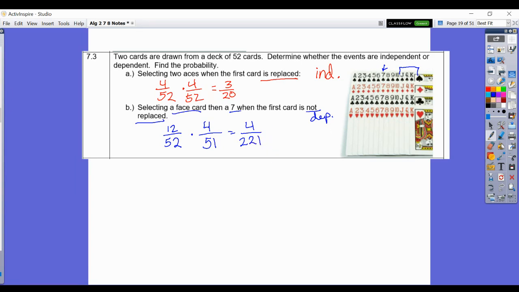So you'll hear this in a minute, but I realized as I was recording the next problem that I wrote the wrong answer up here on part A. I was looking at my notes and I read that wrong. 4 over 52 times 4 over 52 is not 3/20. So maybe we're confused by that. It should be 1 over 169. So this is the correct answer for part A.